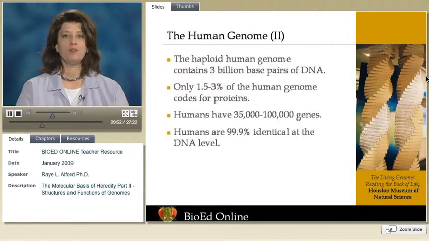The exact number of genes carried by humans is not yet known, but it is likely to be somewhere between 35,000 and 100,000 genes. Humans are more than 99% identical to each other at the DNA level. Only identical twins possess identical genomic DNA. However, it is the 1% variability in our DNA that makes each of us unique.